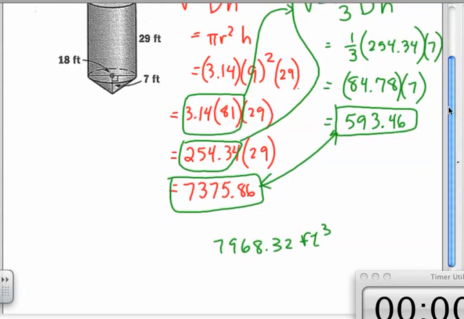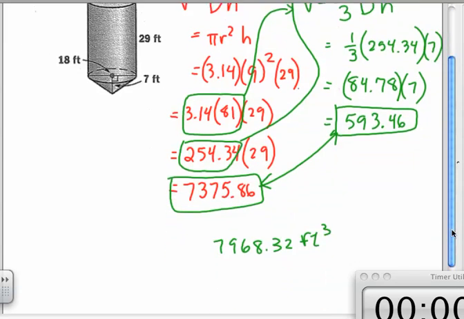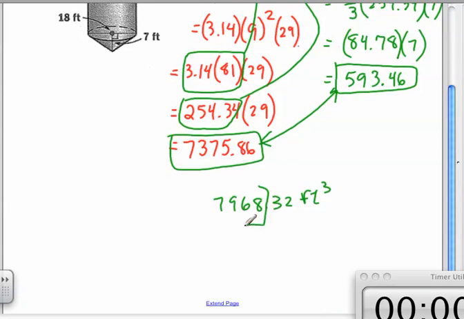But they asked us to round it to the nearest cubic foot. So that means I'm going to put my gate right over the decimal. I'm going to look at the 3 and I'm going to scratch out the 2. So it's 7969. Oh wait, I've got something wrong here. What are those two numbers added together, please? Cole? 7,969.32. Okay.